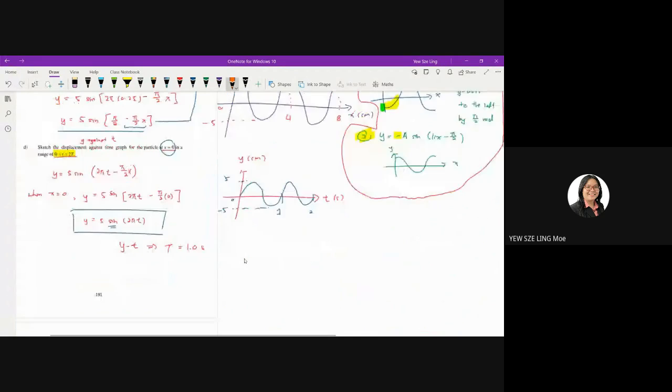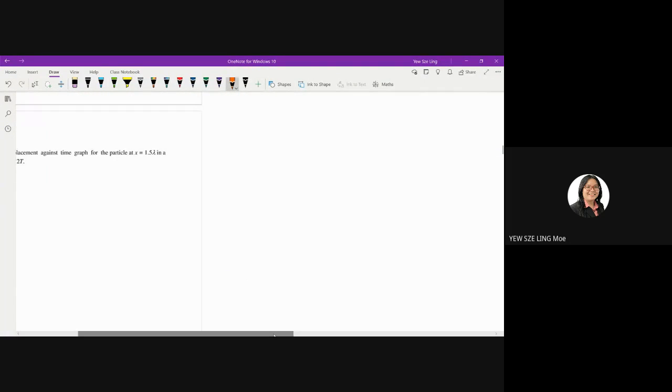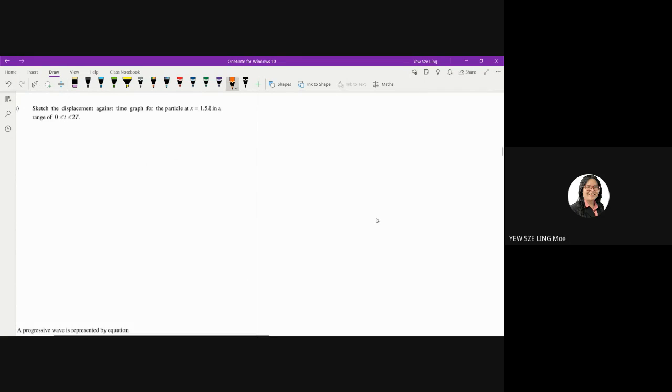Okay, so let's look at question E. I'll go through question E with you again, so let's see how to solve it. If you still don't understand, this is a chance for you to listen again and look at how to solve it again. Sketch a displacement against time graph for particles at x equals 1.5 lambda.